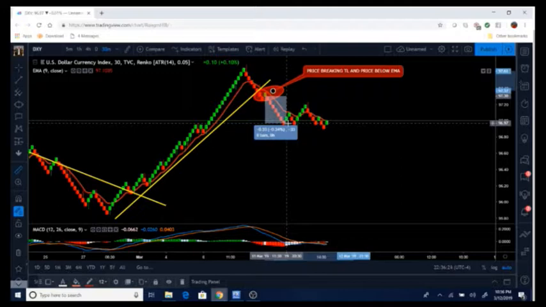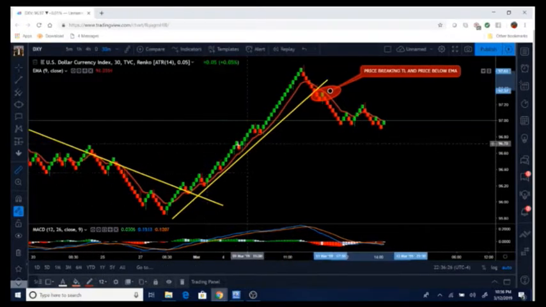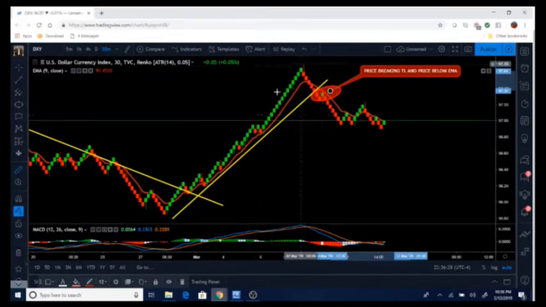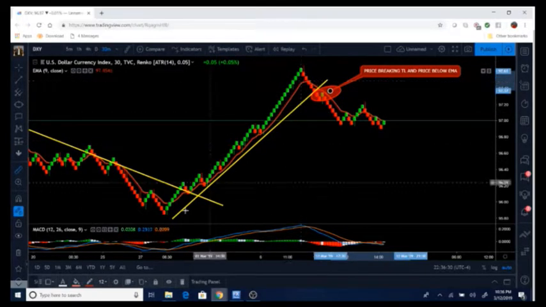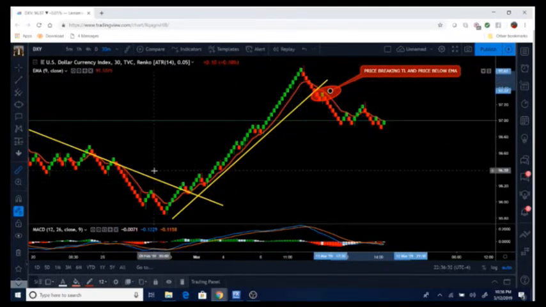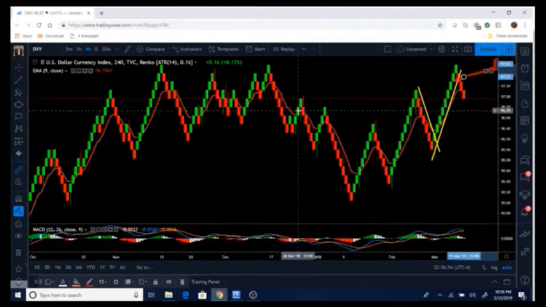You're waiting for that confirmation, because that's the beauty with Renkos. Again, it identifies pure price for you. So you'll know whether you're in a pure uptrend, downtrend. You can do this all day. I can do this all day.